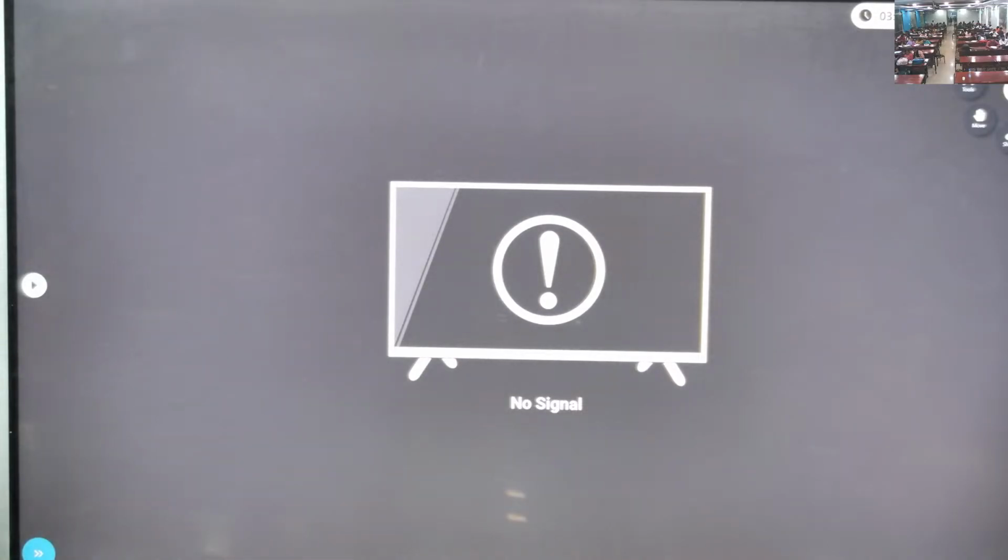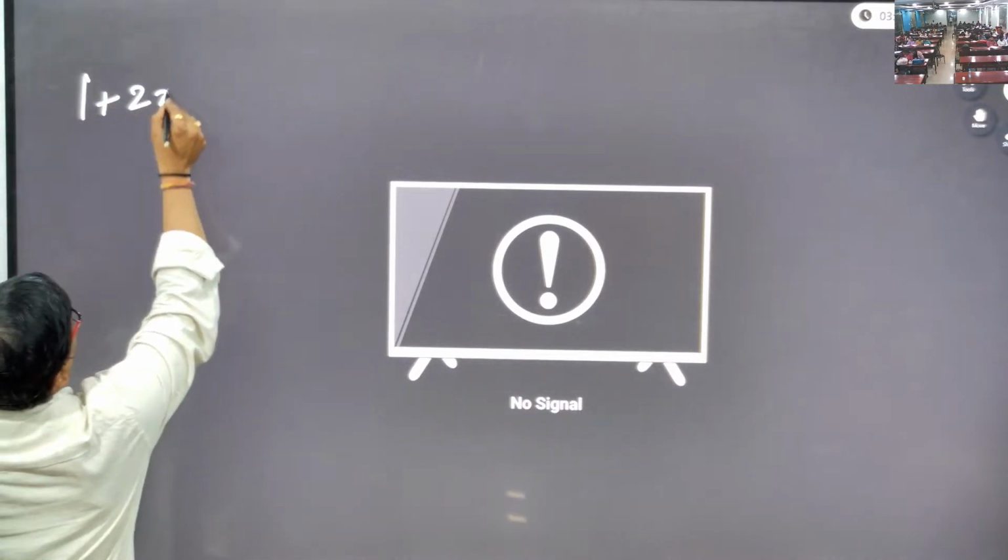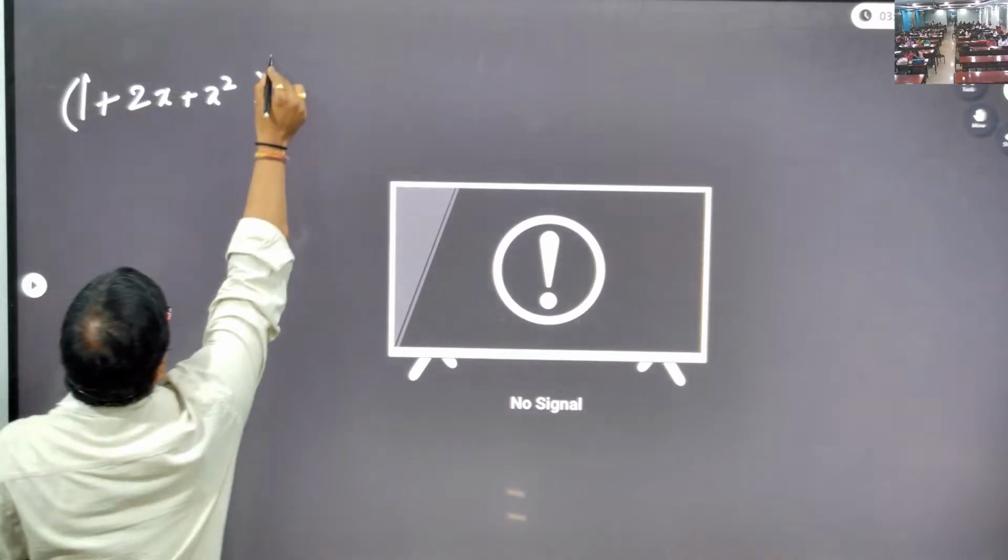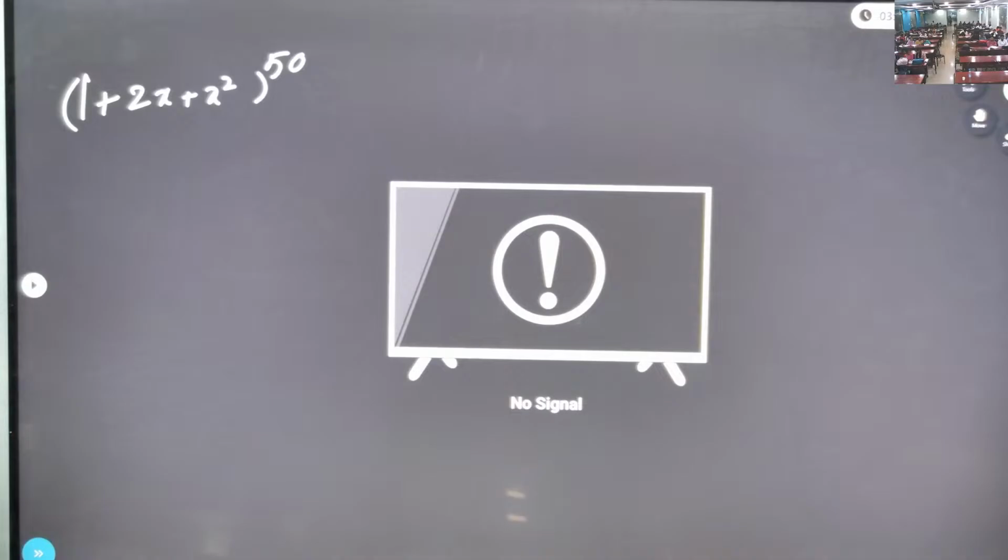Find the number of terms in the expansion of 1 plus 2x plus x square, power 50. Right. Tell me whether we can solve this problem or not.